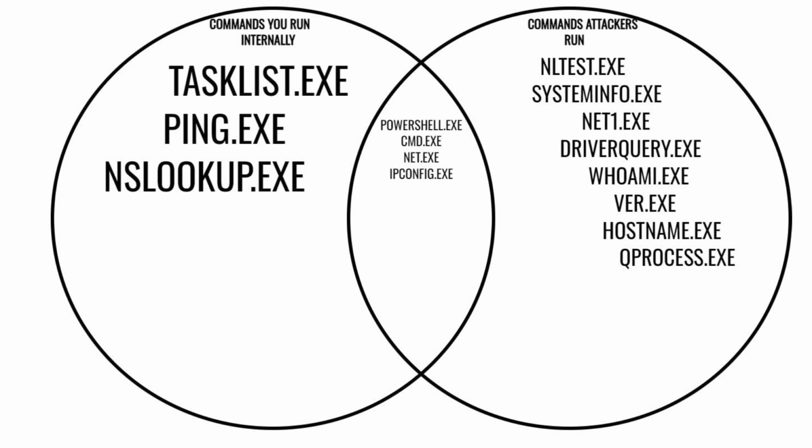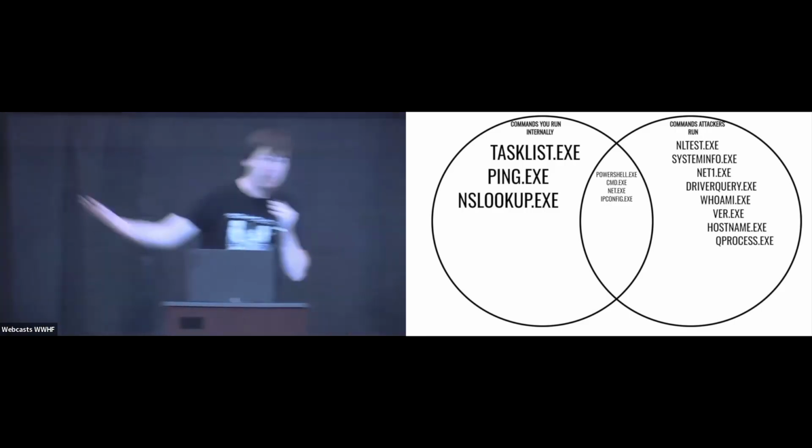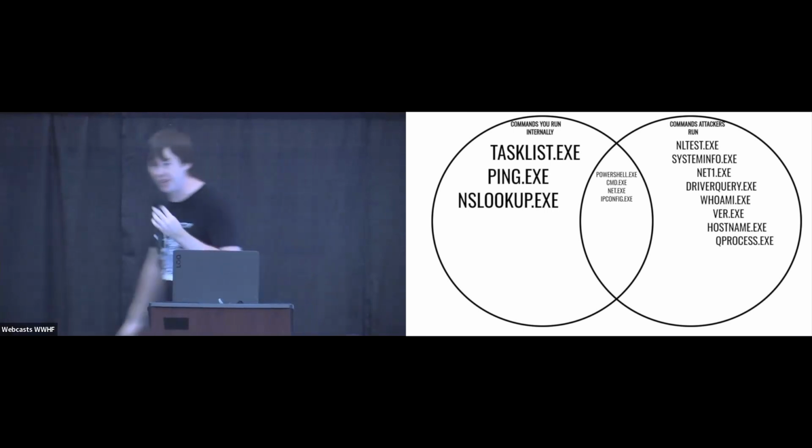You probably all run PowerShell and CMD. You've run net before. You've run ipconfig before. Maybe attackers sometimes run ping, but honestly, they don't care if ICMP is open. They care if methods of code execution are open. So PsExec and Remote Desktop are things they care about far more commonly. So build this diagram for your own organization.